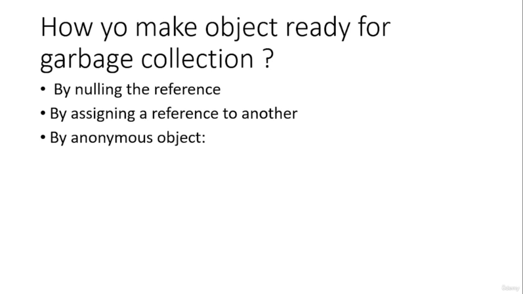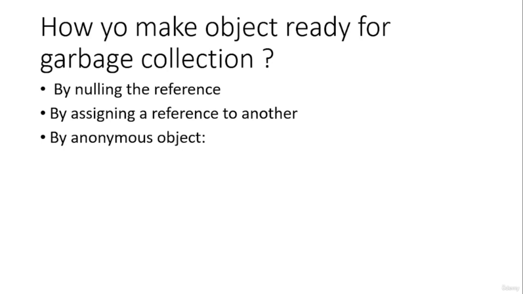Now let us discuss how we can make our objects ready for garbage collection. Before that, I want to say that garbage collection will not happen at that very moment. We have to wait for it. It will happen if the JVM thinks there is an unused object, and it will automatically trigger garbage collection. We can only hint that this object is dereferenced and can be taken. So we'll see the different ways of achieving this.